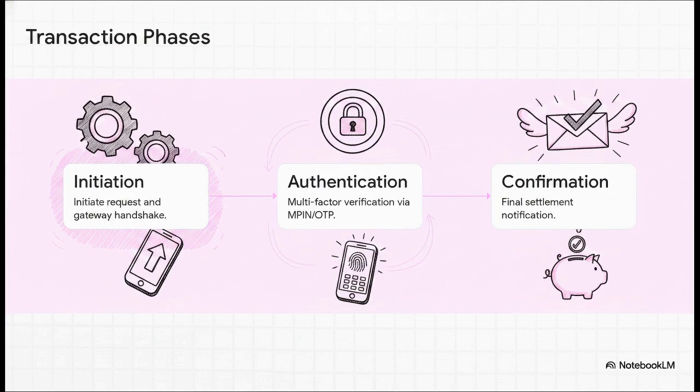Step 2 is the authentication phase. Here, you must explicitly mention multi-factor verification. Call out those MPIN or OTP prompts specifically. And finally, Step 3 is the confirmation phase, which is where the settlement notification is generated. Don't just write a messy paragraph. Break it down into these 3 labeled phases. This exact level of structural, descriptive detail is the formula to guarantee full marks from the reviewer.